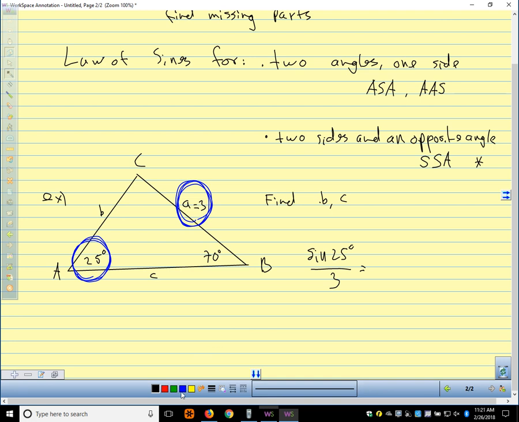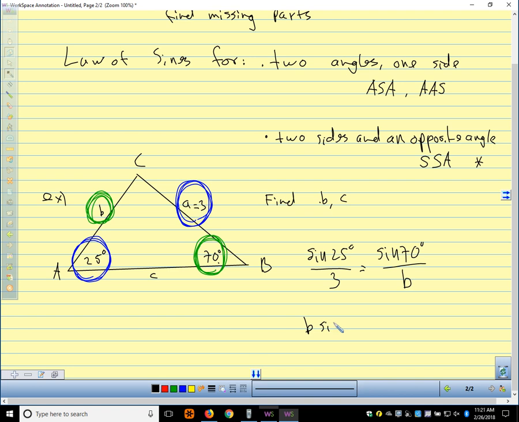So since we have angle B, I'm going to match that one with this. So we match the angle with the side across from it. So I'm going to say that equals the sine of 70 over B. And B is what we're trying to find. So we make ratios with the sine of the angle and the side opposite, and we set them equal to each other. And we know we solve these proportions by cross multiplying. So I'll cross multiply here.